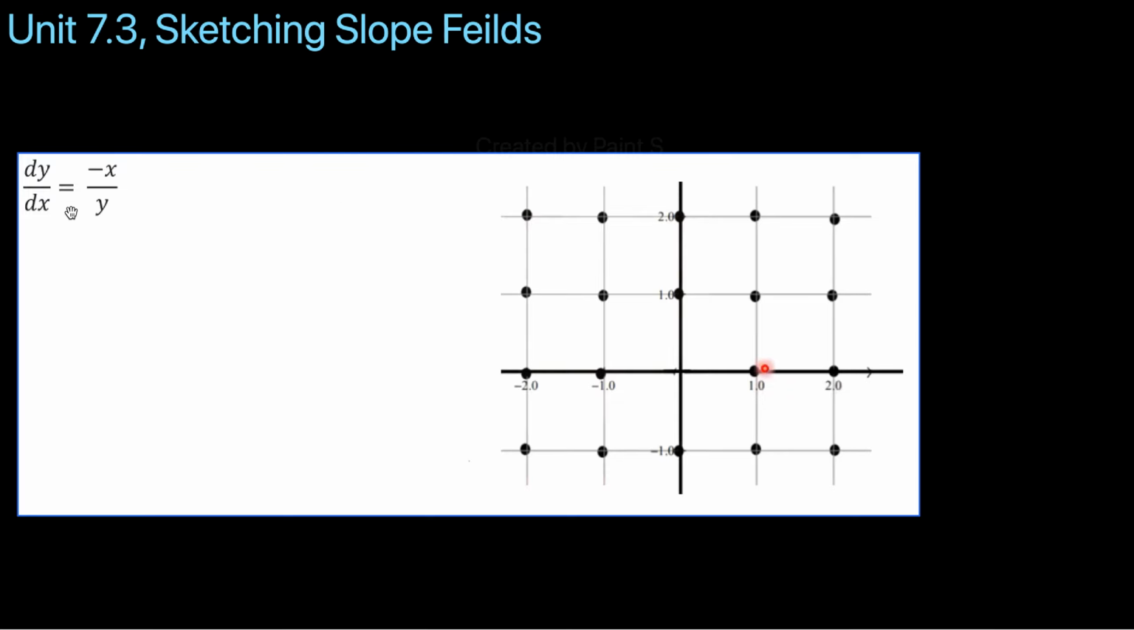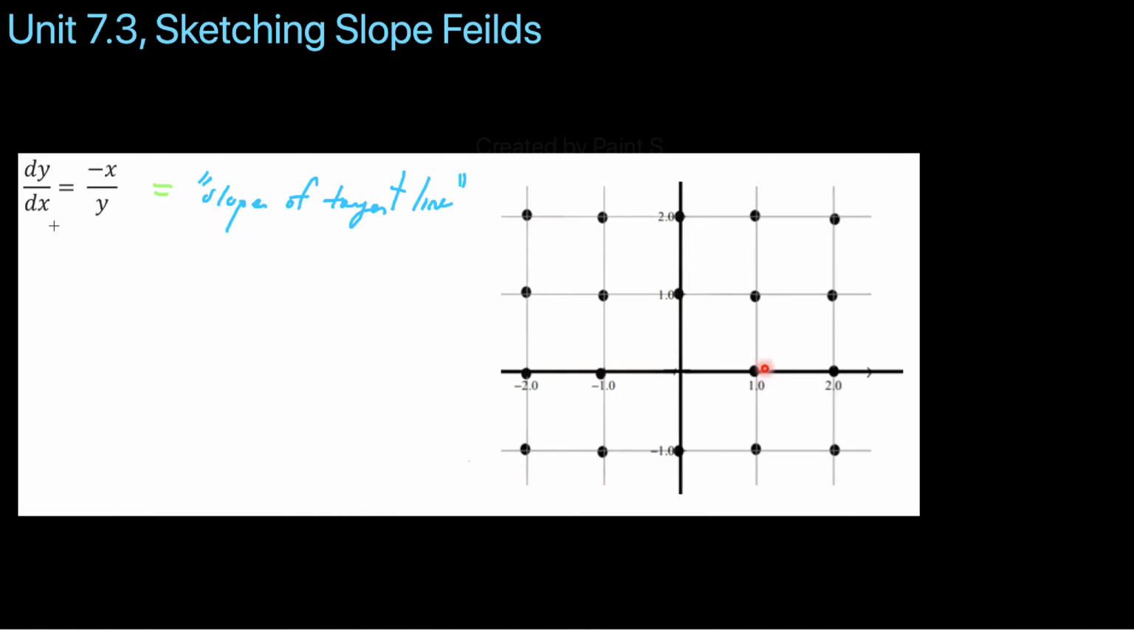Here we have a differential equation, and what we want to do is sketch the slope field for this differential equation. We just need to remember a few things. One, this represents the slope of the tangent line. And we should also remember what some things look like.